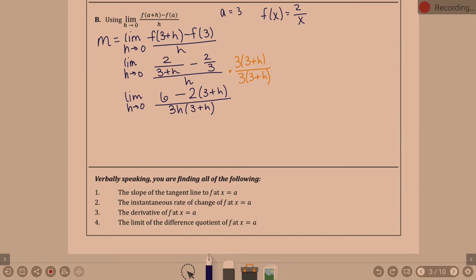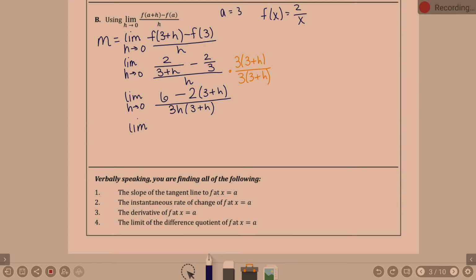Okay, well, here's the deal. We're good here. You have to do the next step correctly, and some of you are going to mess this up. What is my next step? Cancel? Nope, you can't. You have to distribute first, then clean the numerator up.